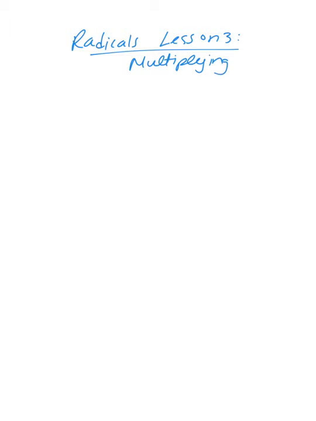Hey guys, today we're going to be looking at lesson 3, which is multiplying radicals. Multiplying radicals look something like this. You might have one radical times another. Very simple. You basically have two options for something like this. If you want, you could just multiply them.